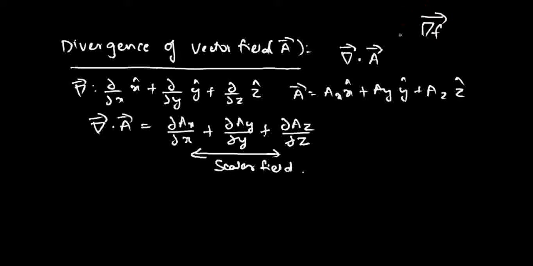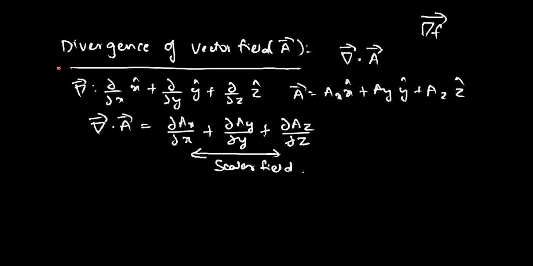That means gradient is not the appropriate tool which will give you the information about the variation of the vector field with respect to space. So gradient only talks about scalar field. Similarly, divergence and curl talk about the variation of the vector field with respect to space. They cannot give you the information about how the scalar field varies with respect to space.